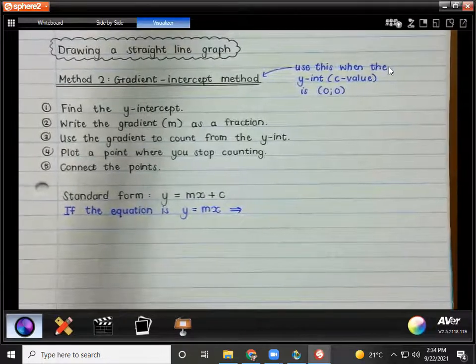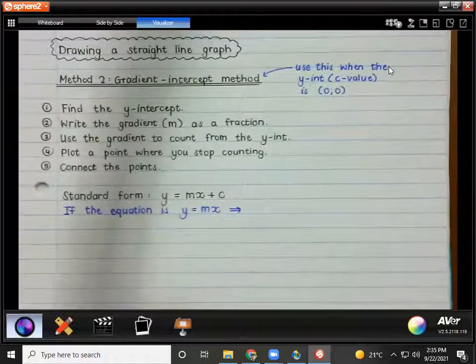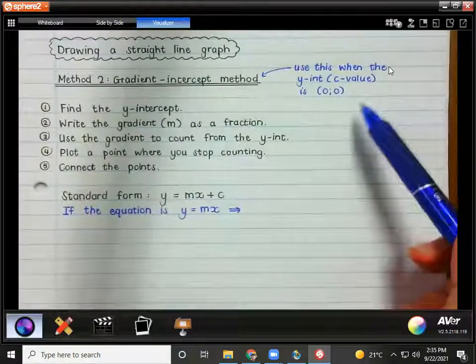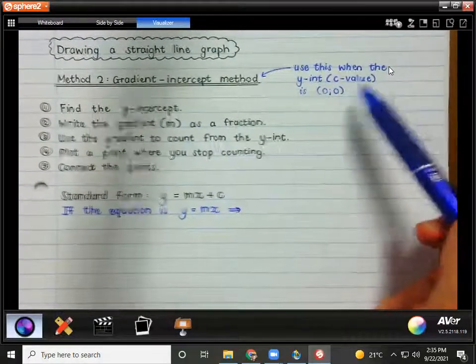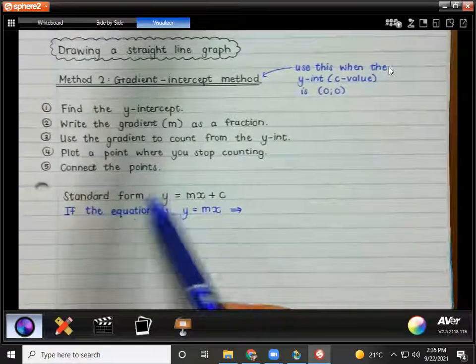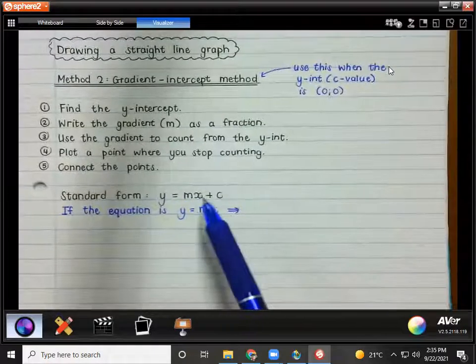Okay, guys, we are going to go through those steps now when we actually apply it. But what is important is that this method you will only need to use when your c value is 0. I'll show you now why that is the case. We know that this is the standard form of any straight line equation, y equals mx plus c.